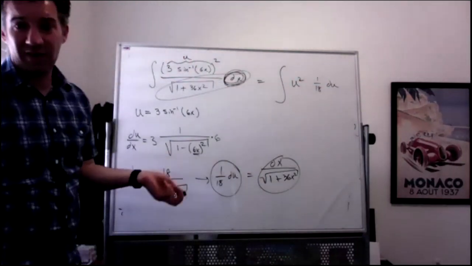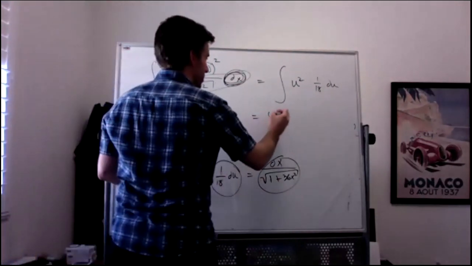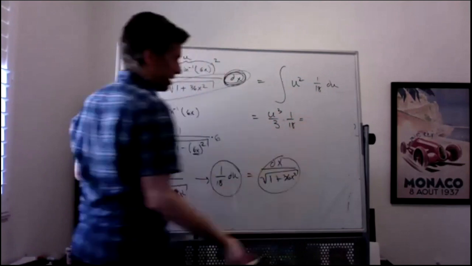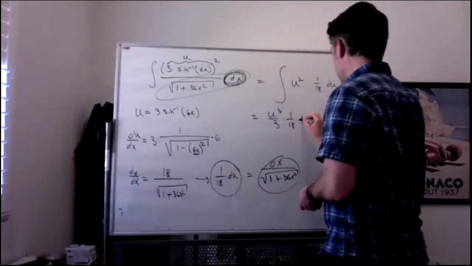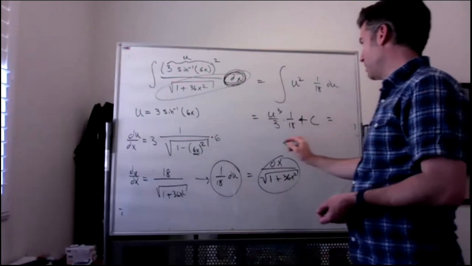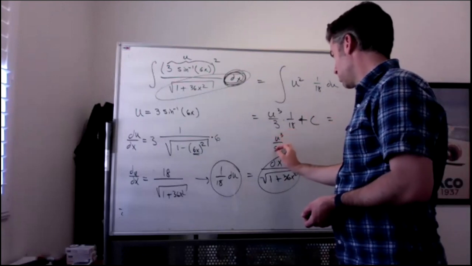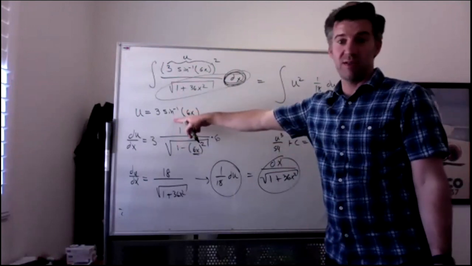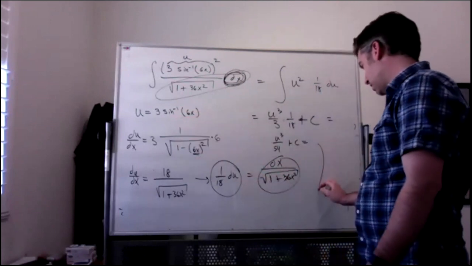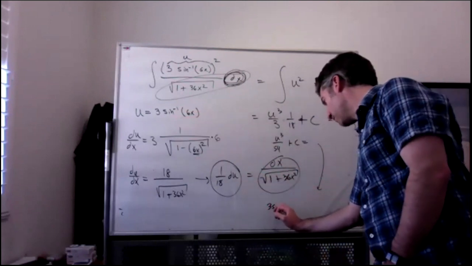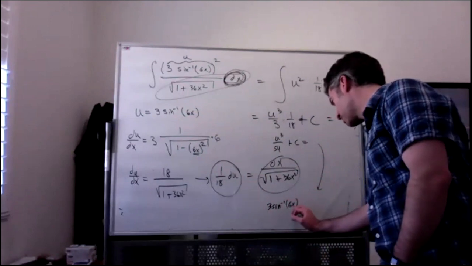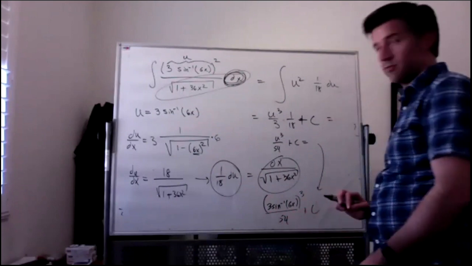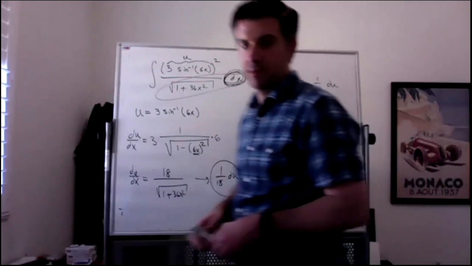Well, the rest is easy now. We know how to integrate u squared. It's going to be u cubed over 3 times 1 over 18, plus c, which you could then simplify as u cubed over 54 plus c. And then finally, we'll plug back in that u is equal to 3 inverse sine of 6x. So we end up getting (3 inverse sine of 6x) cubed over 54 plus c. Kind of gross.